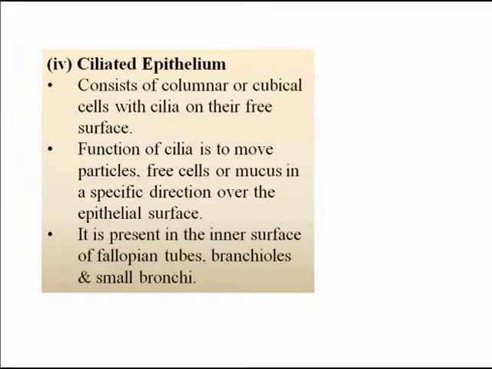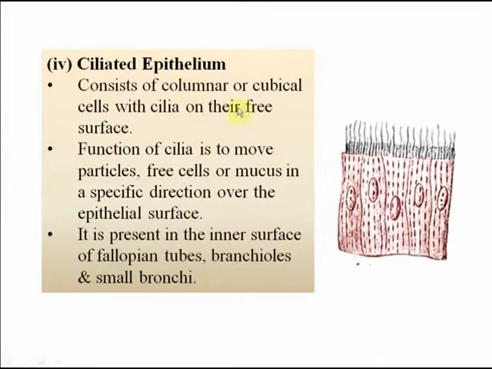The next one is ciliated epithelium. Why are we calling it ciliated epithelium? Because it possesses cilia. You can see here the cilia. So, these are simple cuboidal or columnar epithelial cells, whatever the shape, but in addition, they possess fine hair-like outgrowths, cilia, on their free surface. The function of cilia is to move particles, free cells or mucus in a specific direction over the epithelial surface. Actually, these cilia are capable of rapid, rhythmic, wave-like beatings in a certain direction. This movement causes mucus, which is secreted by the goblet cells, to move in that direction.